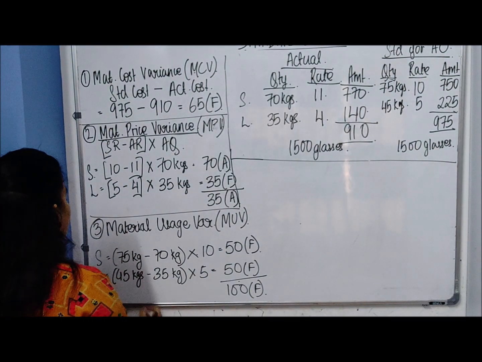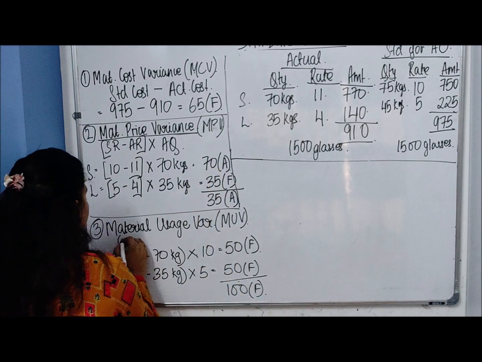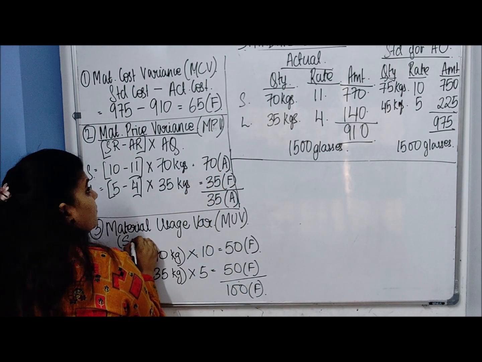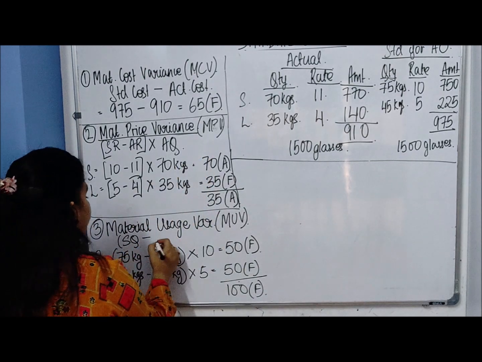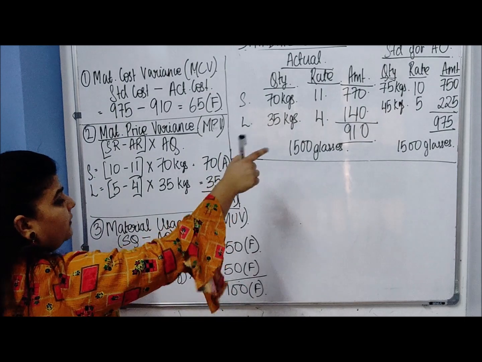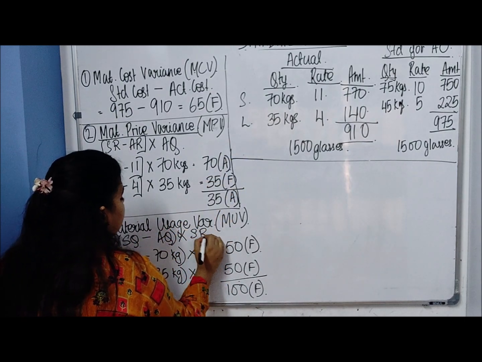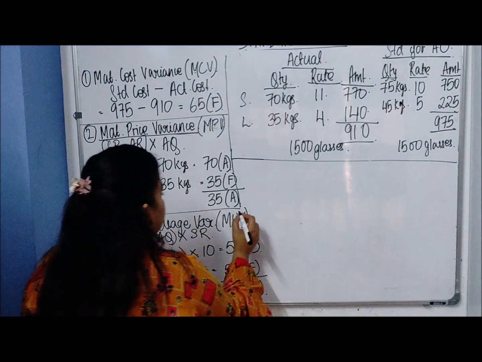Can you derive the formula? The formula would be, what is 75 and 45? Standard quantity, minus, what is 70 and 35? Actual quantity, into which rate? 10 and 5 is my standard rate. So this is material usage variance.